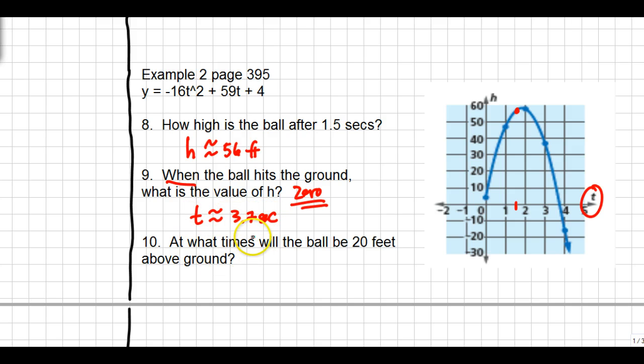And then at what times, be careful there, that is a plural, will the ball be 20 feet above the ground? So this is a height, so we need to find where that height is, and then identify the times when it occurs. So here's 20. So it's occurring at what looks like about 3.4 maybe.